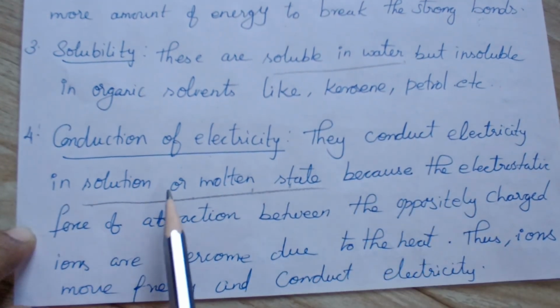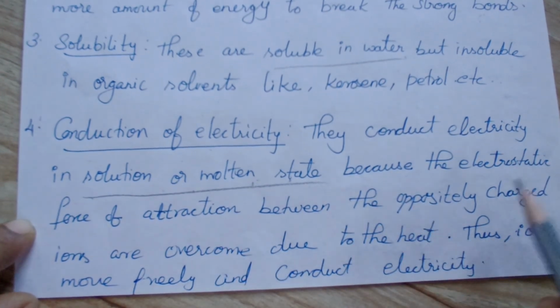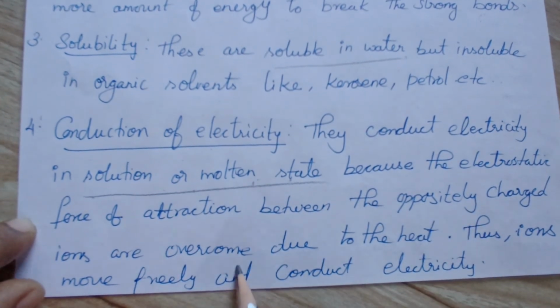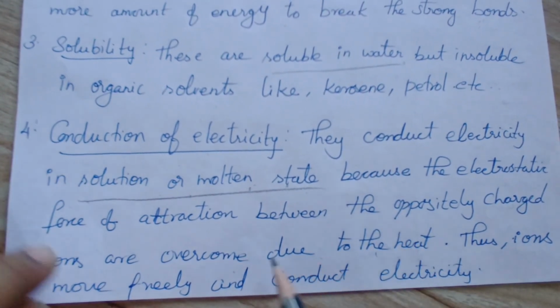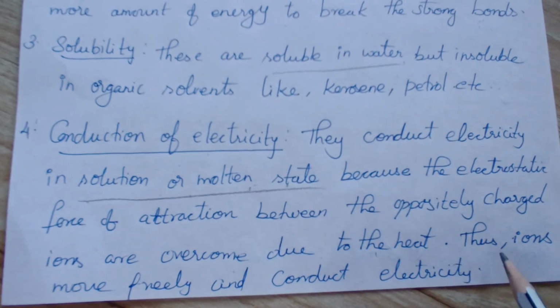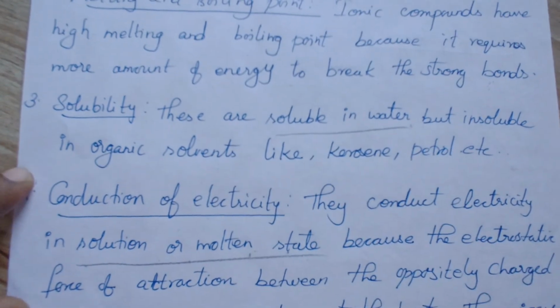They conduct electricity in solution or molten state because the electrostatic force of attraction between the oppositely charged ions is overcome due to the heat. The heat will overcome the attraction between the bonds, so the ions move freely and conduct electricity. So these are the 4 properties of ionic compounds.